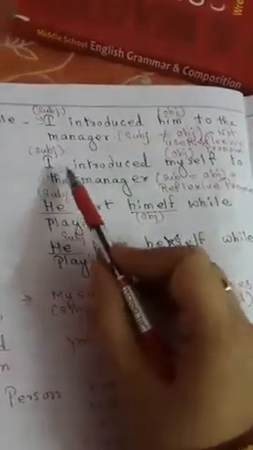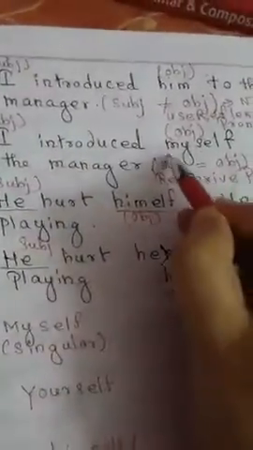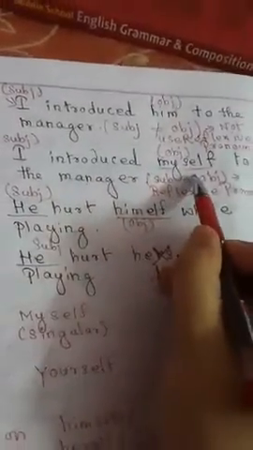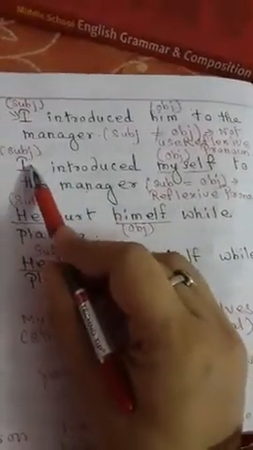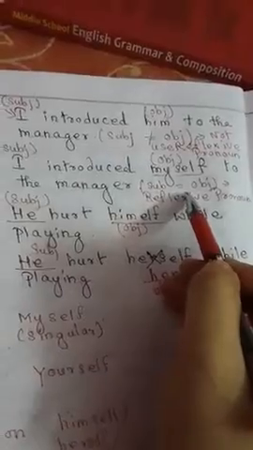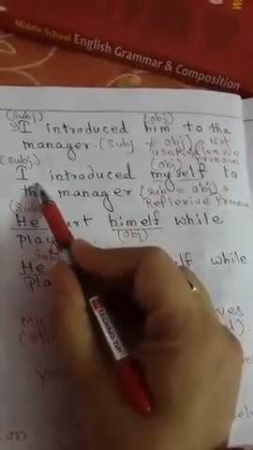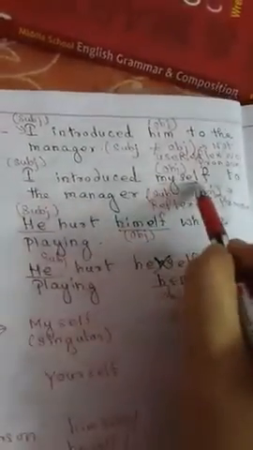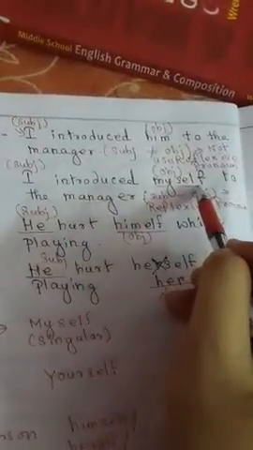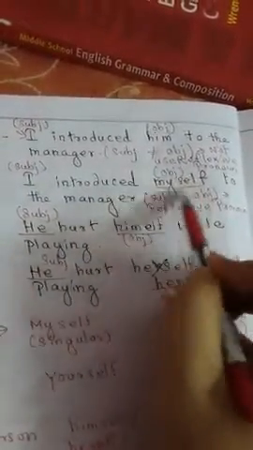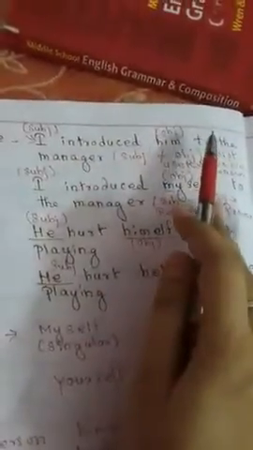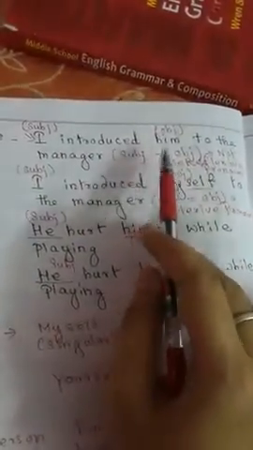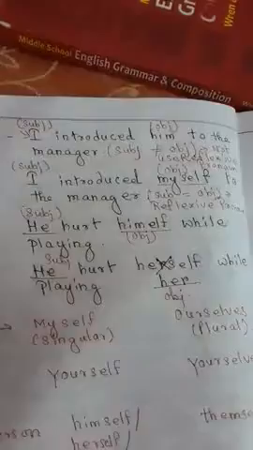Second example, if I say that I introduced myself, then myself is the object and I is the subject. So subject and object both are equal. It means I am the person who introduced myself, okay, to the manager. So here I and myself, subject and object, are the same. In that case, we will use myself, that is a reflexive pronoun. But when subject and object are not the same, both being different persons, then we cannot say himself, meaning we cannot use reflexive pronouns.